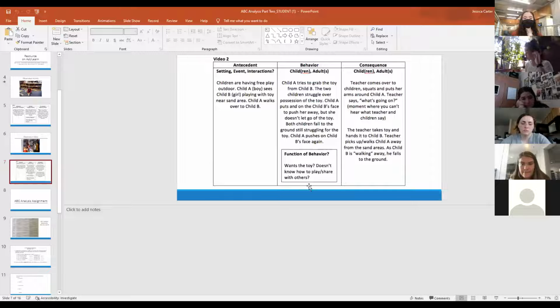Again, looking at the function of the behavior, we can clearly see either he wants the toy and that's what he's going for, the toy's being used, or perhaps he is struggling with that playing together, turn taking idea, which is really similar to wanting the toy and not having the skills to properly get it, right?